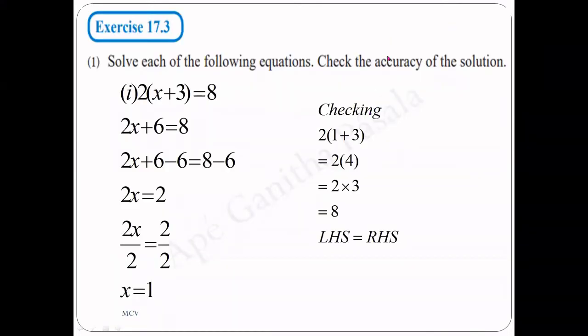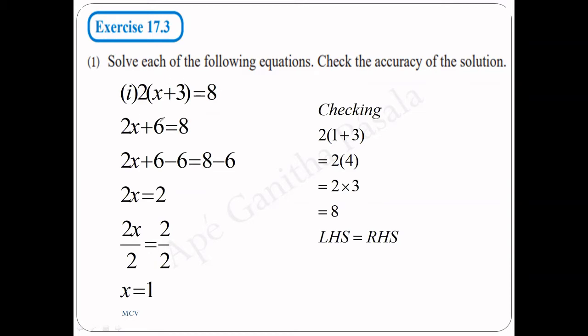Now let's see the exercise 17.3. There are some equations with one pair of brackets. You have to solve those equations and check the accuracy.